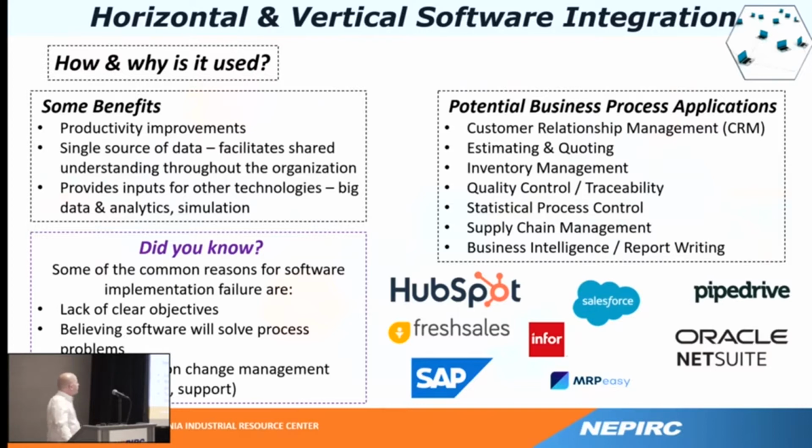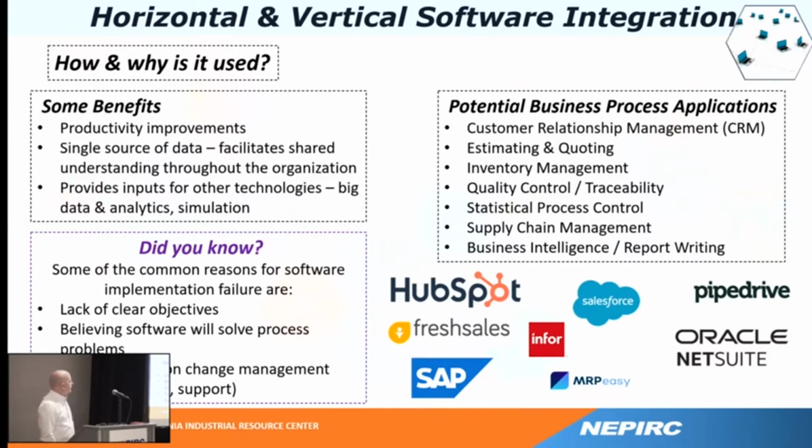What are some of the benefits of an ERP type system or horizontal software? Productivity improvement, single source of data. Productivity improvement would be, instead of running around looking for data, you have it everywhere you can get it. Most people now, I can pull up my ERP system on my cell phone. You can get information 24/7 all the time. The other benefits, inputs of other technologies. You can run simulations. You can see what it would take your company to do to make a product without actually having to make the product.